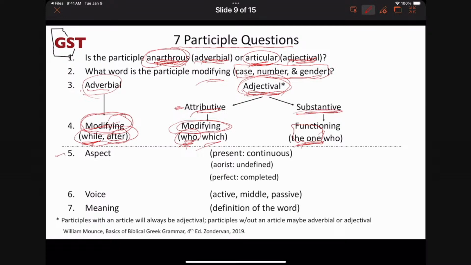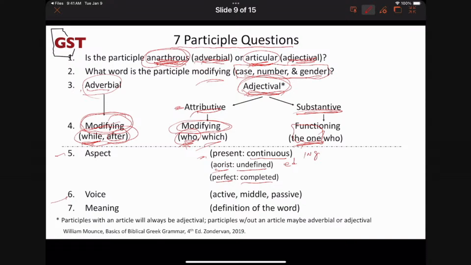Now, the fifth question is aspect. We've talked about aspect over and over again, right? If it has a present tense, the aspect is really imperfective aspect. That means we're going to put a continuous, and we'll typically use that participle as an -ing ending. If the tense is aorist, well, typically it's an undefined aspect, meaning it's perfective aspect, and we'll typically associate it with the past, and we'll put an -ed generally. Perfect aspect is combinative, and we'll talk about that next week.